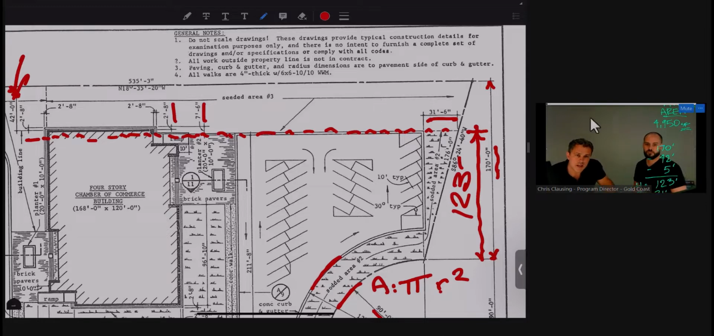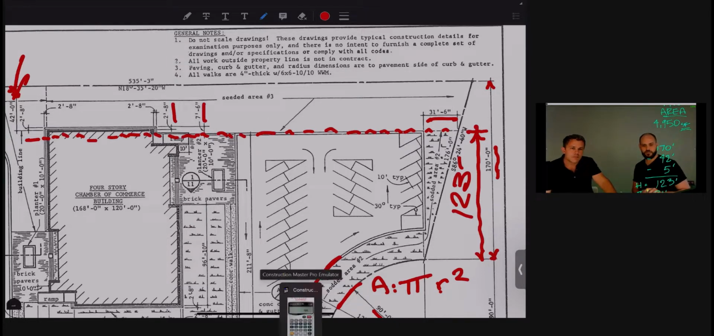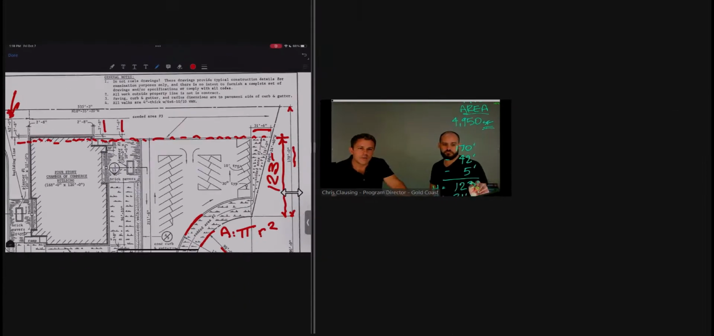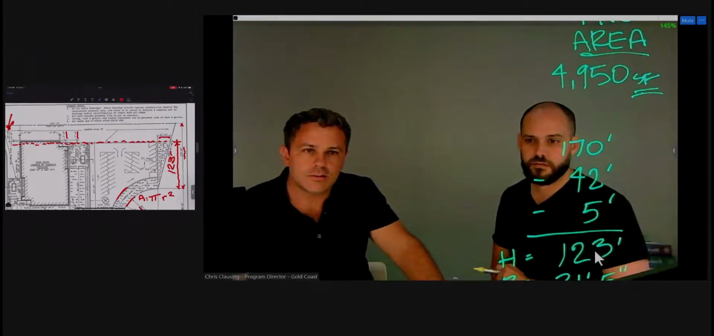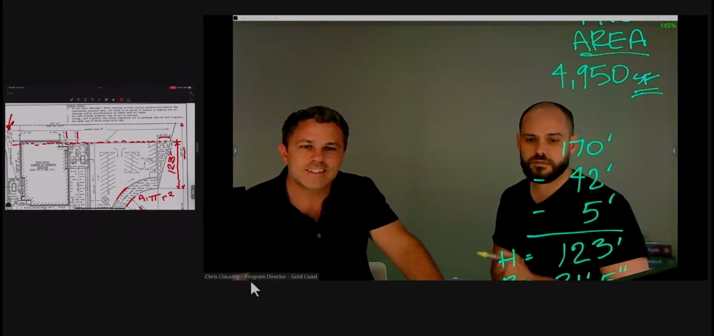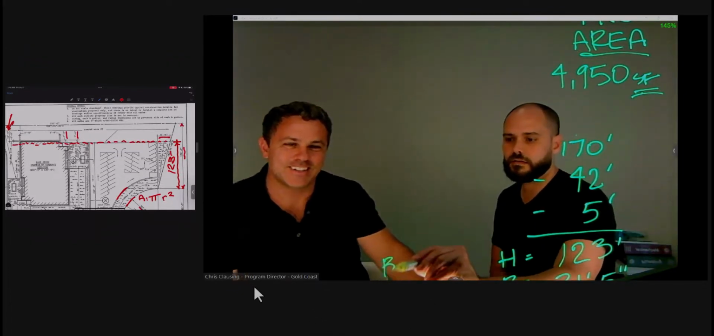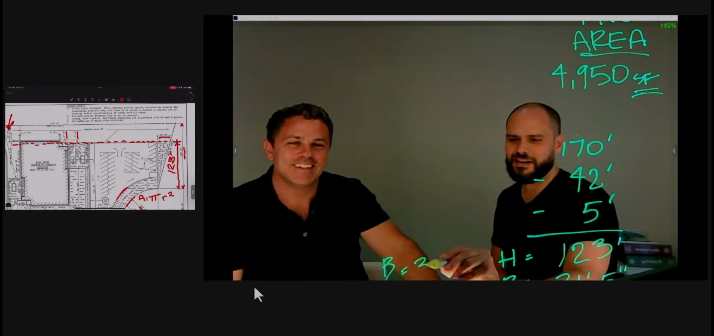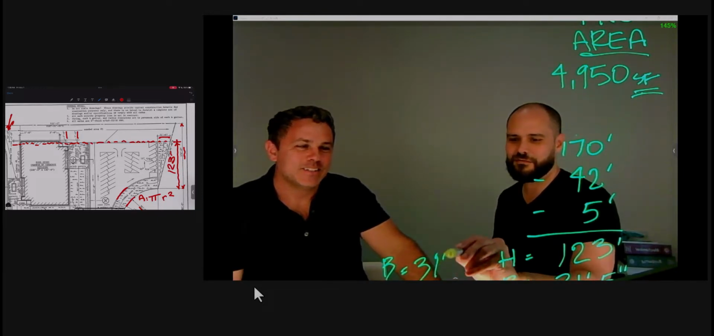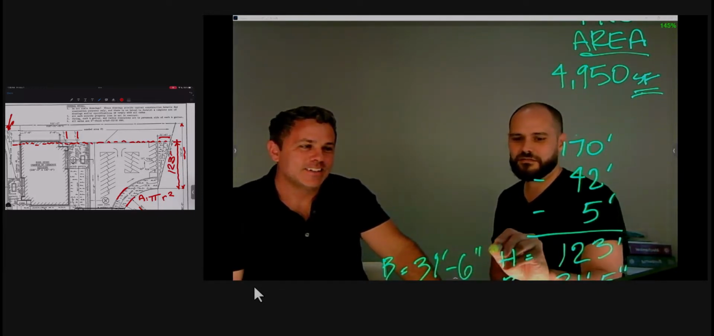31 feet and what is it? 31 feet 6 inches. So we'll add 6 inches to it. We can do it in the calculator very easily. Oh, I got cut off there. Sorry. That's all good. We'll add it on the calculator. Let me zoom back out just so we can see the drawing a little better. Let me write it again. 31 feet, 6 inches, and then height.